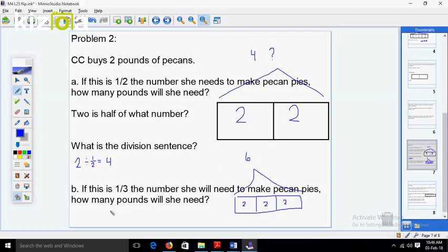All right, so our division sentence would look like 2 divided by 1/3 is 1/6. Sorry, it's not 1/6, it's 6. All right, so she needs 6 pounds altogether. Division sentence stays the same. It's just the words that are a little bit different.